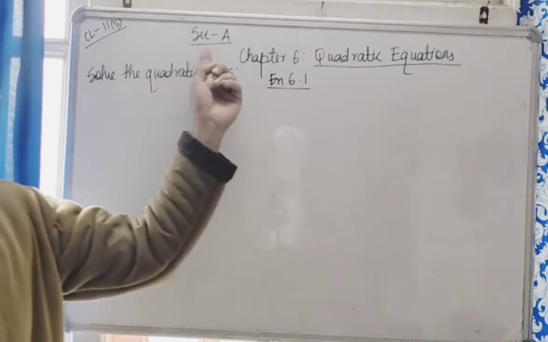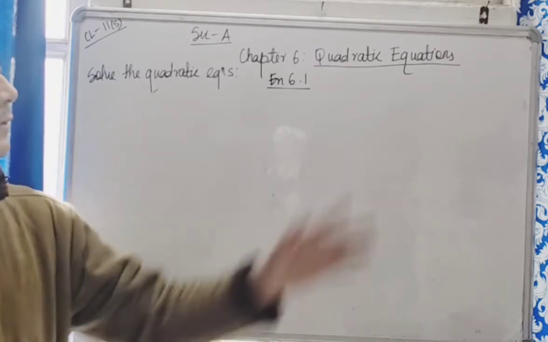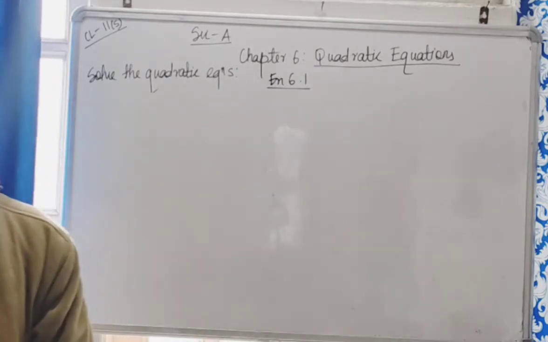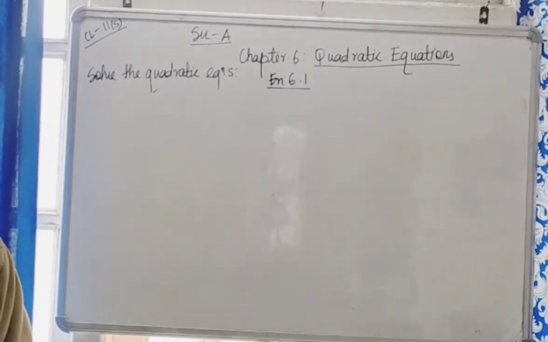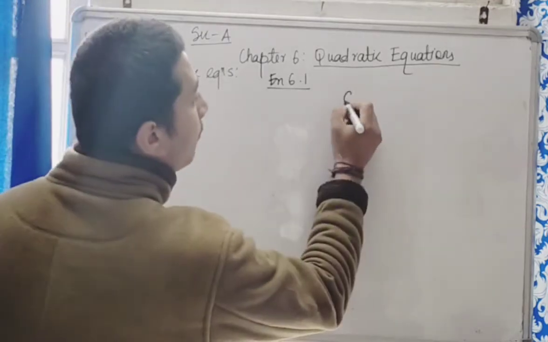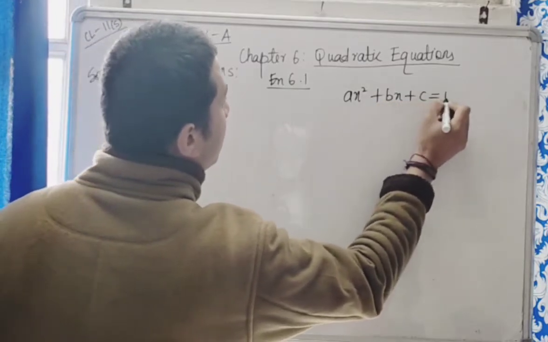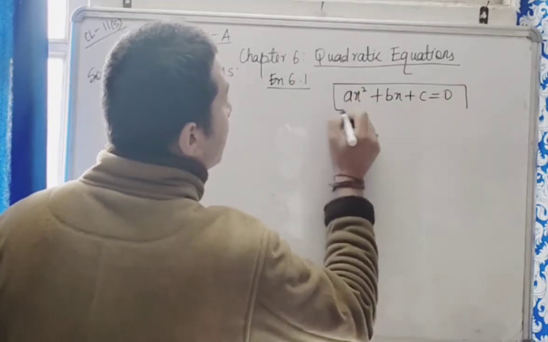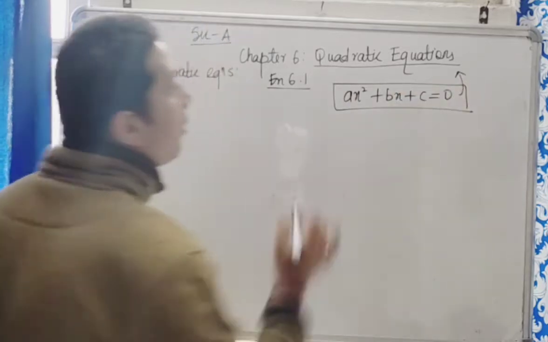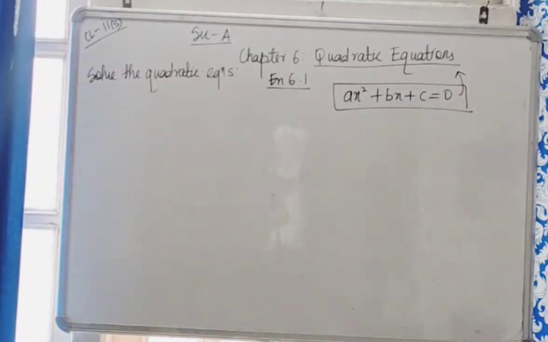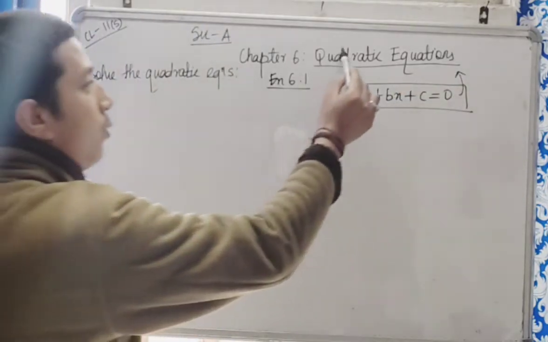I have chosen section A, chapter number 6, which is quadratic equations. We all know what a quadratic equation is, right? An equation of the form ax square plus bx plus c equals 0. This equation is known as a quadratic equation.